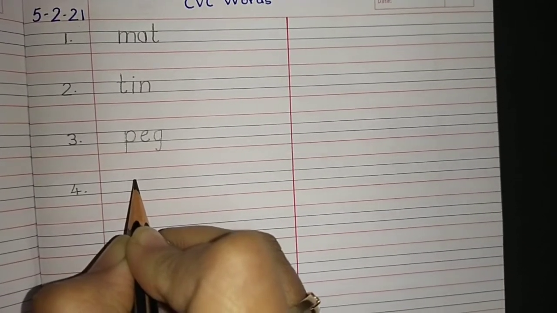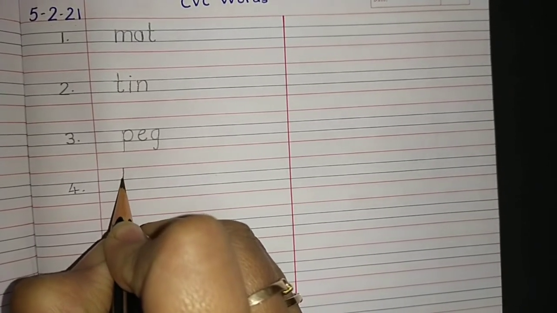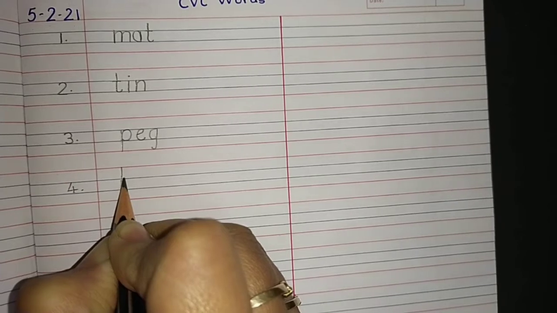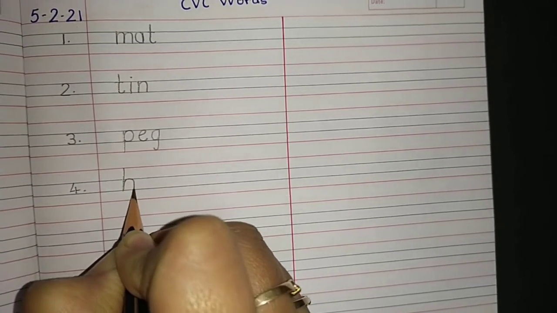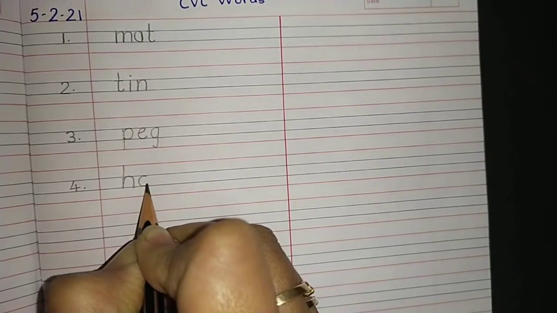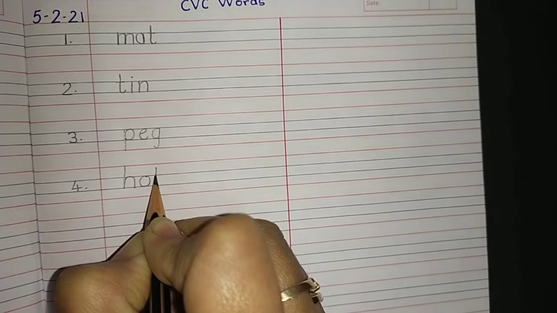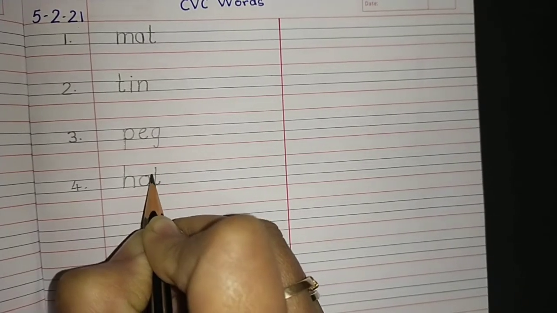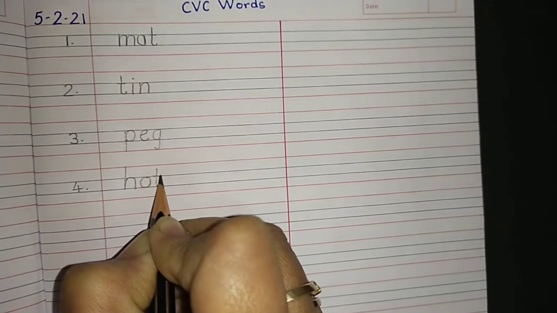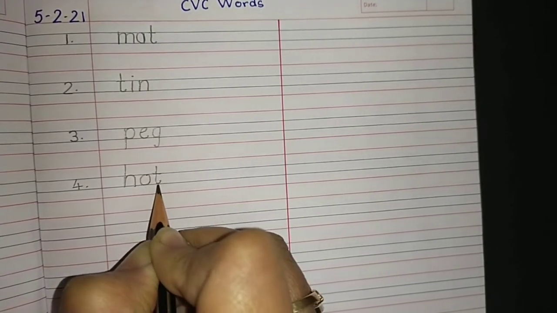Number 4, we will write hot. H-O-T, hot. For alphabet H, make a standing line, go up, make a curve, come down, standing. For O, make a C curve, then make a reverse C curve. For T, make a standing line, then make a small curve and slipping line on first blue line. H-O-T, hot.